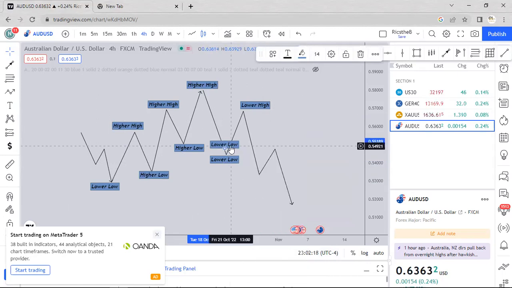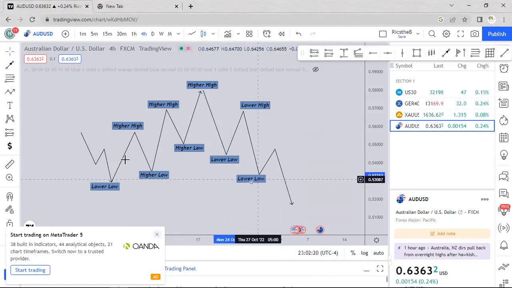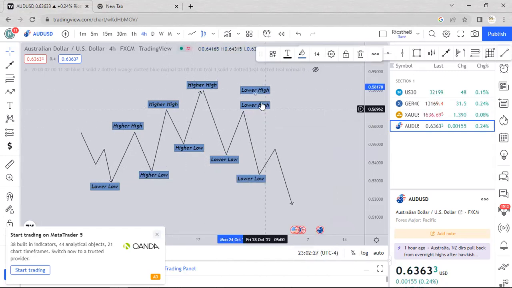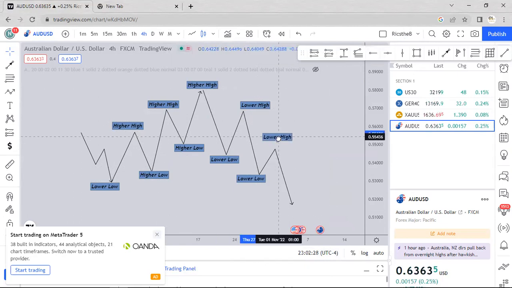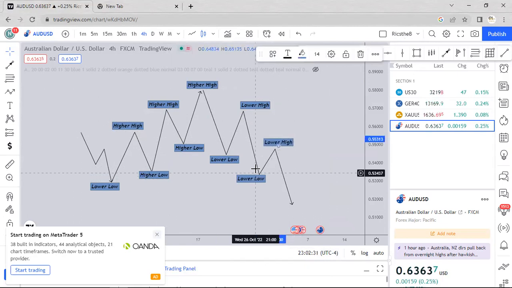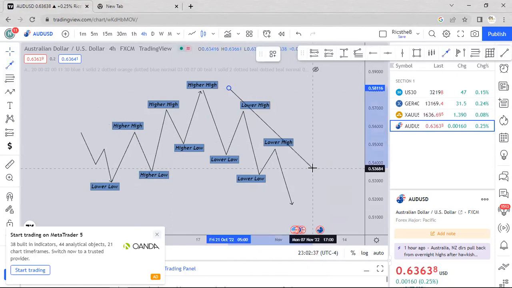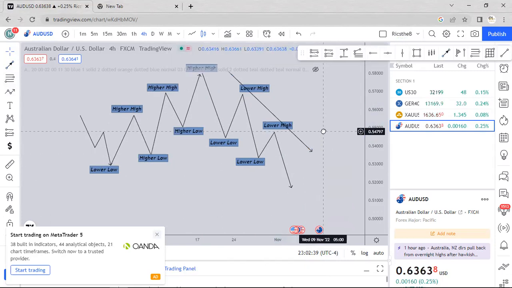So in an uptrend market, the market forms higher lows and higher highs, higher lows and higher highs. In a downtrend market, on the other side, the market forms lower lows and lower highs. And this right here is what we refer to as a downtrend or a seller's market.